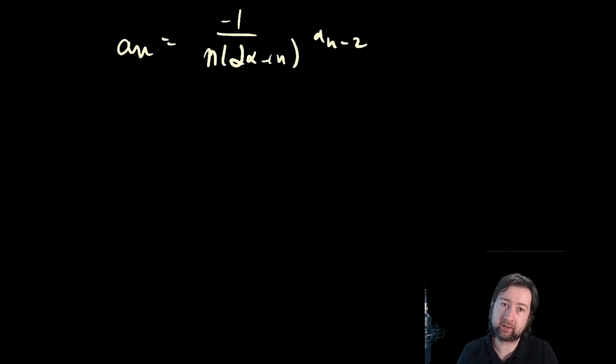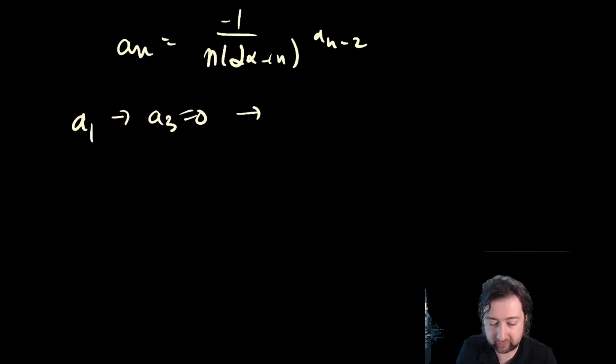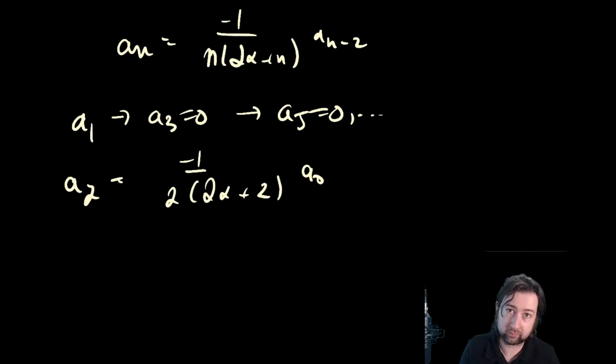Okay, so algebraically we get this. What do we do from here? Well, we just use the typical trick, right? Which is that a_1 forces a_3 to be equal to 0, and a_3 forces a_5 to be equal to 0, and so on. And then for the other family, we have that a_2 is equal to minus 1 over 2 times 2 alpha. I love 2's and alphas mixed together. 2 alpha plus 2 times a_0.